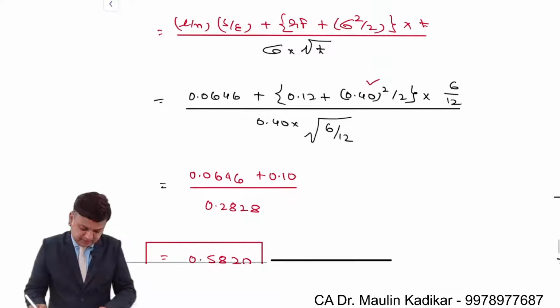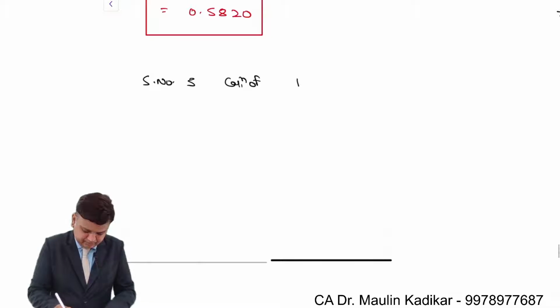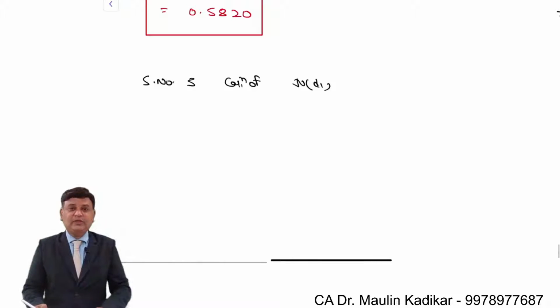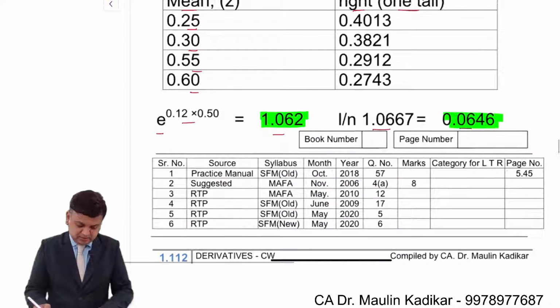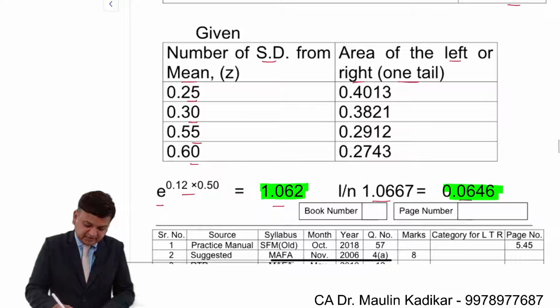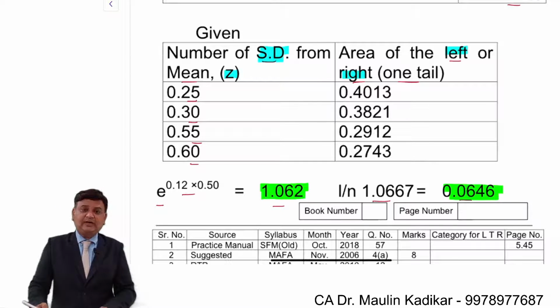Now friends, next step number 5, ND1 calculation. You can see that you have been provided with the information about the table reading. You can see that the number of standard deviations from mean from Z, area of the left or right one tail is provided to us. So we do not have a choice, but we have to use this information for the calculation of ND1. We cannot use the normal Z table reading that we usually have.